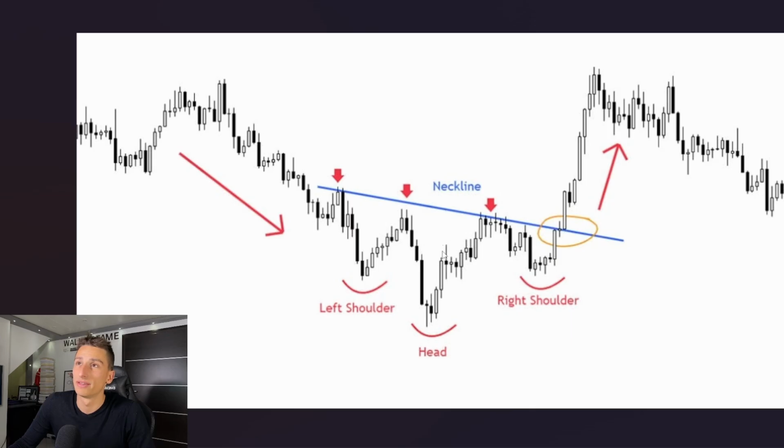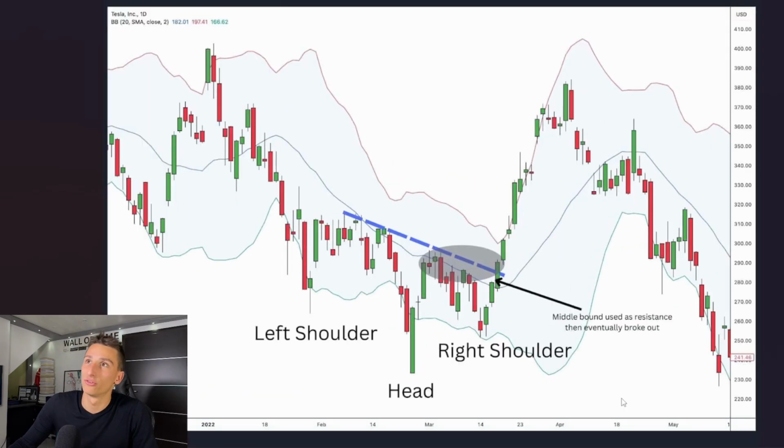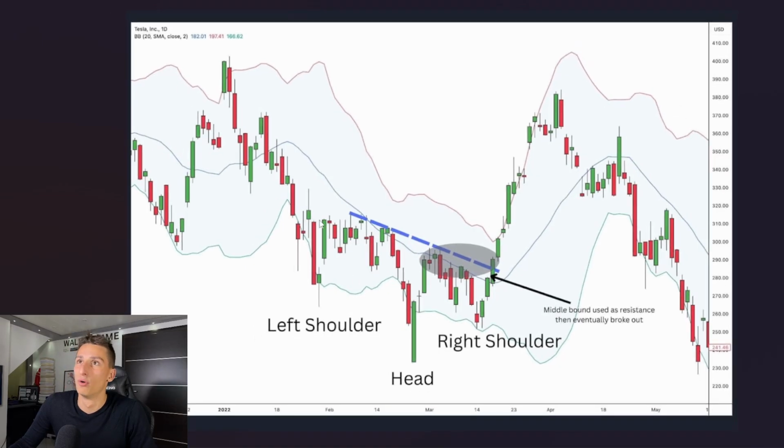You're just taking the high between the neckline and the head, you project it to the breakout of this inverse head and shoulders, and then it's giving you your target. Another example right there: left shoulder, head, right shoulder, neckline. You're taking the high between the neckline and the head, you project it to the breakout, and bam, it's giving you your target again.